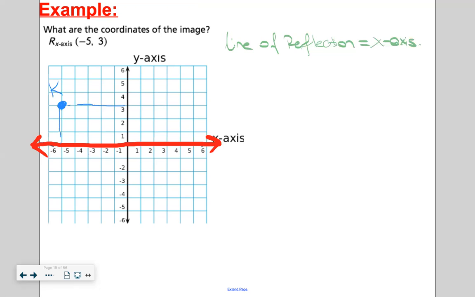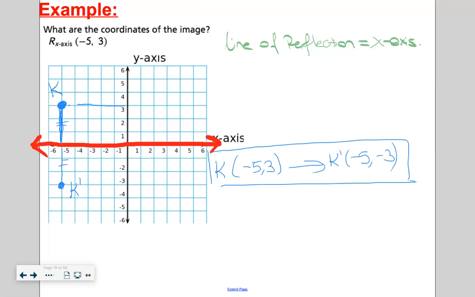As I told you, the distance between the line of the reflection and the original point must be equal to, in opposite direction, the distance between the image point and the line of the reflection. So this is K prime. The distance must be equal. So original point K is -5, 3. After the reflection, K prime is going to become -5, -3. So this is your answer. The coordinate of the image is -5, -3.